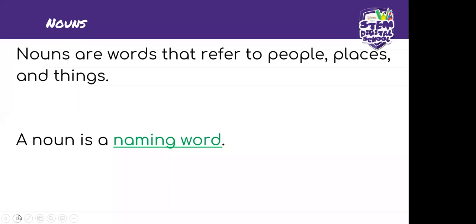So now we are on nouns. Nouns are words that refer to people, places, and things. Okay, so we can simply say that a noun is a naming word.